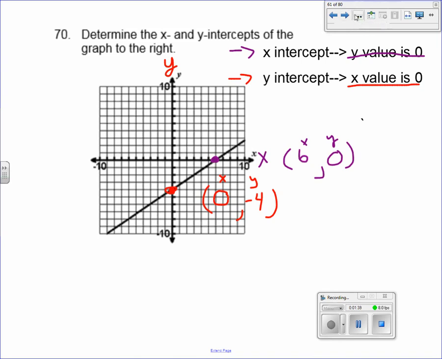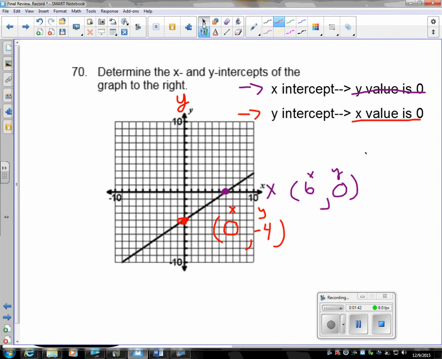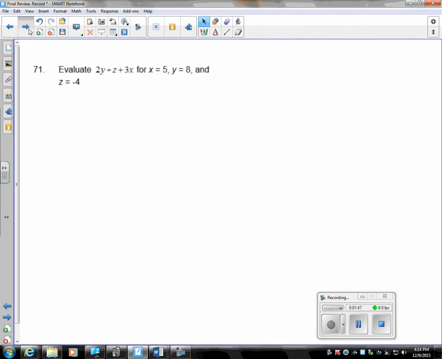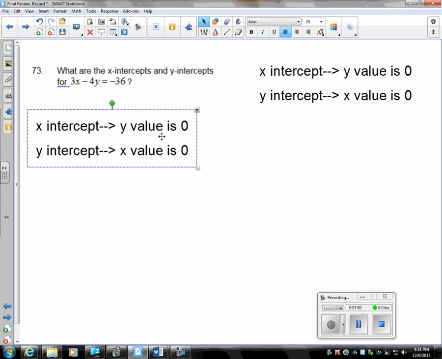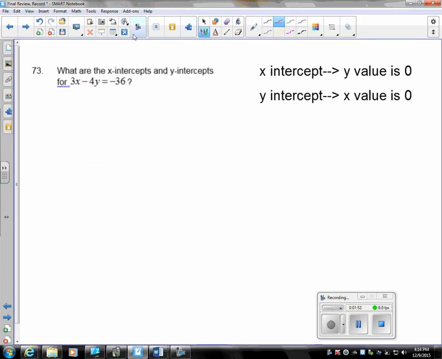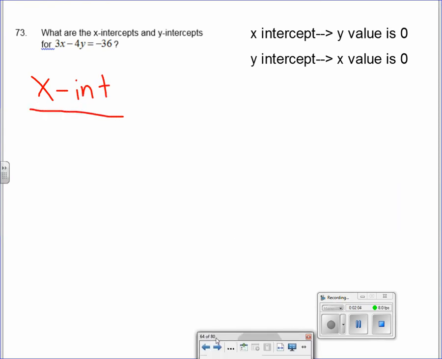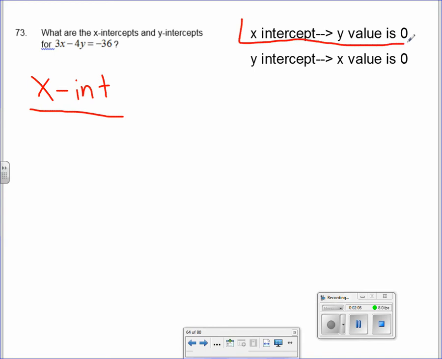So now let's use that information to help us with number 73. Oh, it's already there. All right. So it says, what are the x-intercepts and y-intercepts? Let's start with the x-intercept. And what we know about the x-intercept is that the y value is always 0. So when I use my equation to find my x-intercept, I have 3x minus 4y equals -36.